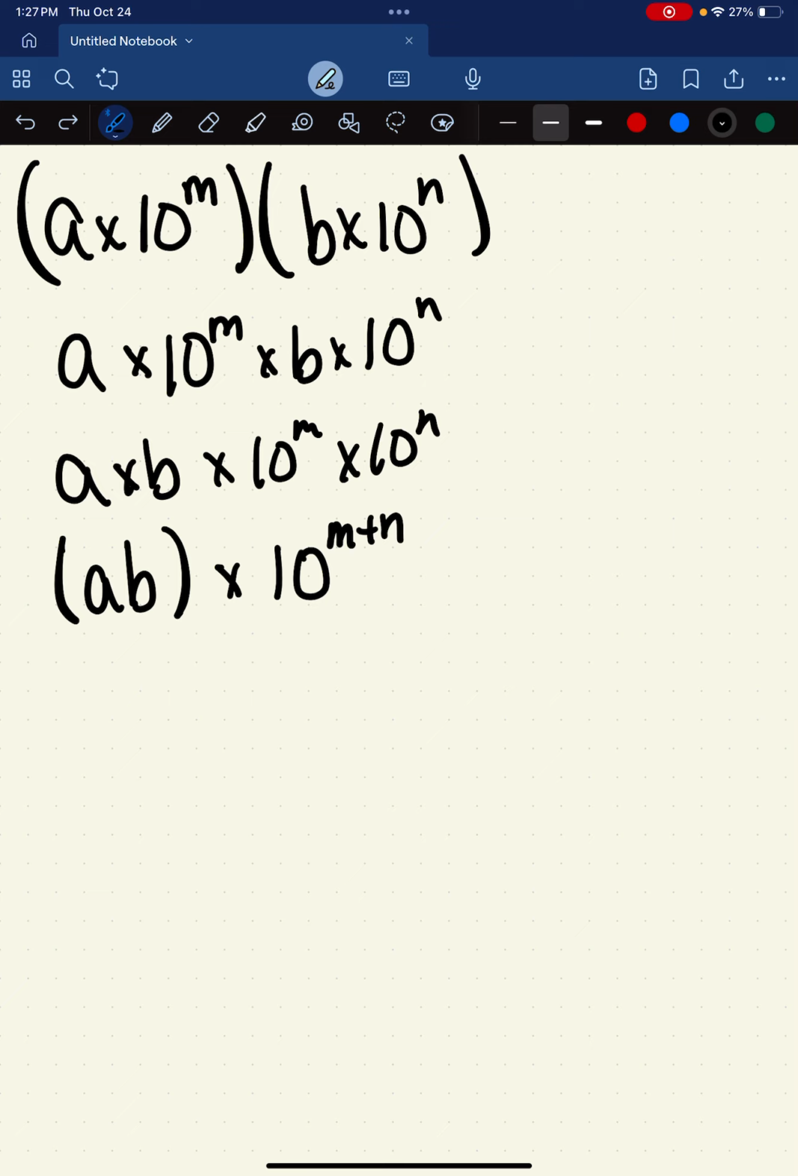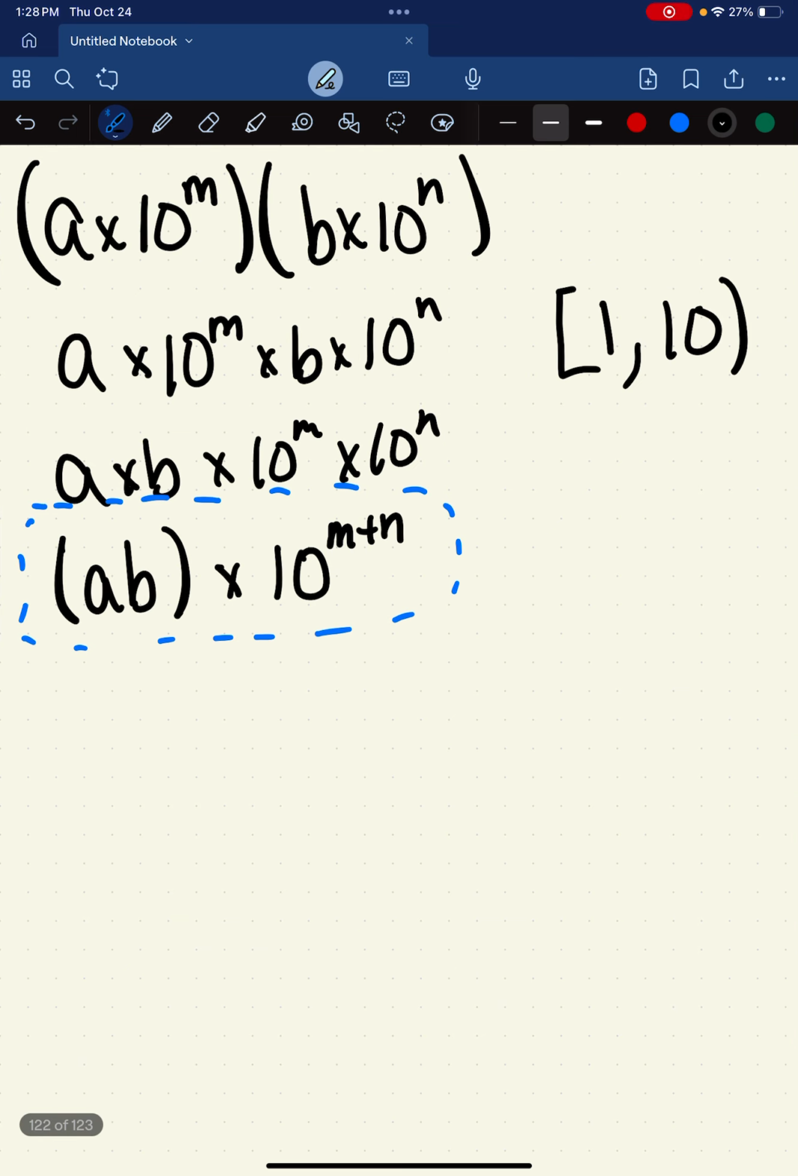Okay, the only problem is, and I'll put a blue dotted border around this, a times b could be bigger than 10, right? Remember, for scientific notation, we could include 1, go up to 10, but we cannot include 10. So a times b could be bigger than 10. It can't be less than 1, but it could be bigger than 10. So we may have to reduce it, right?